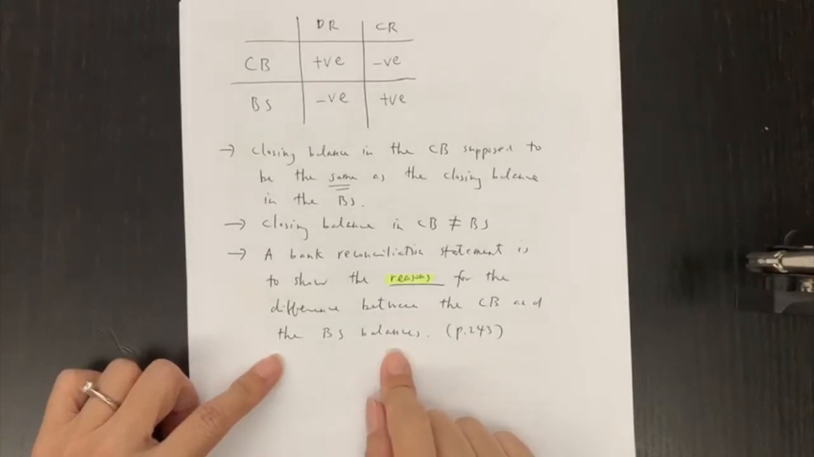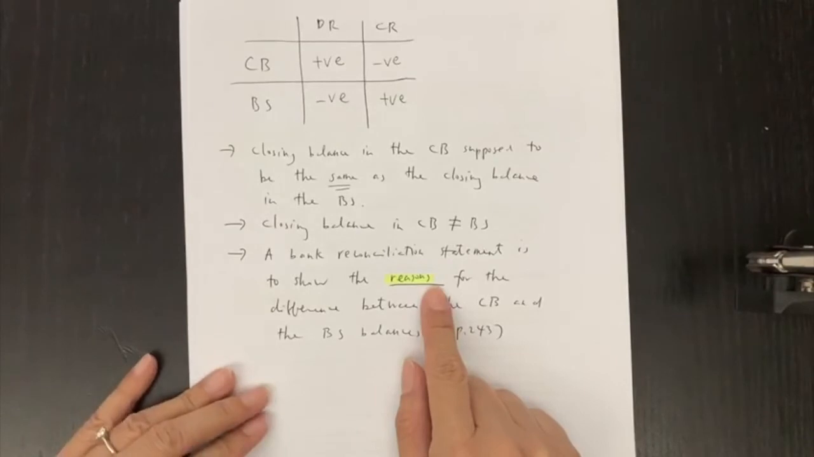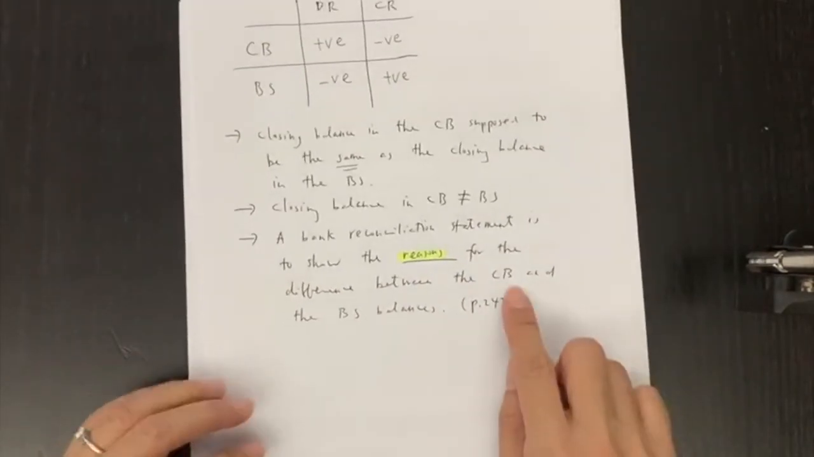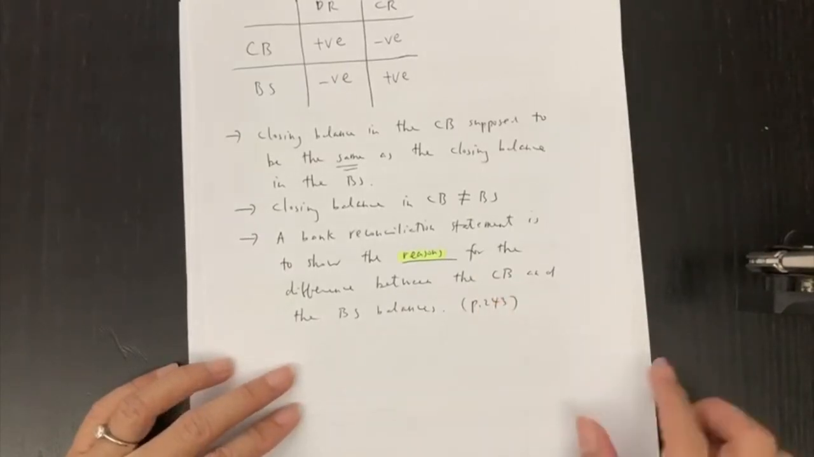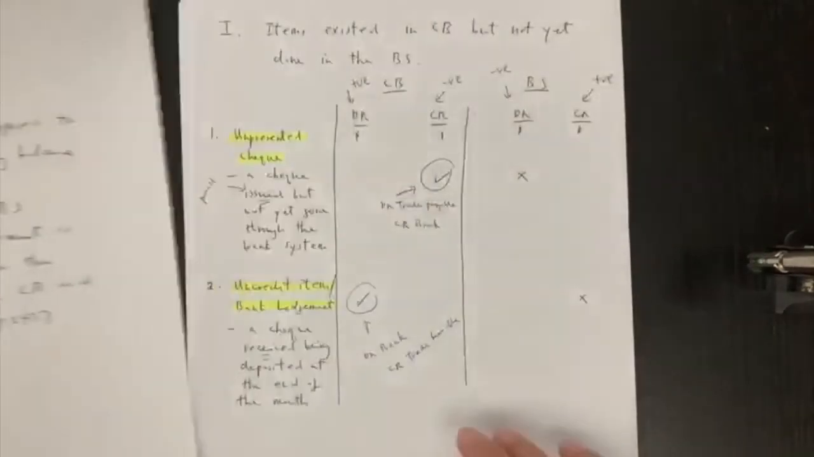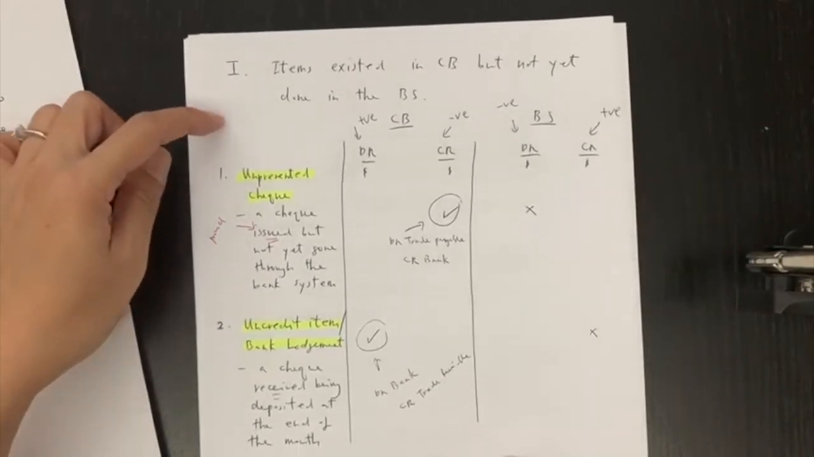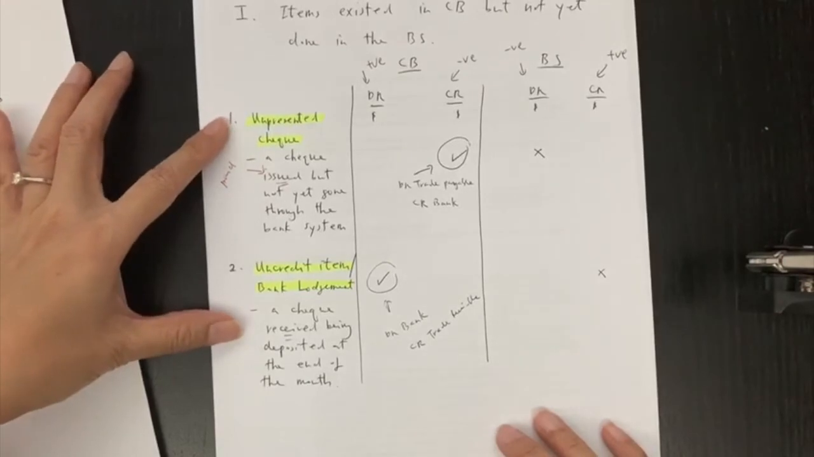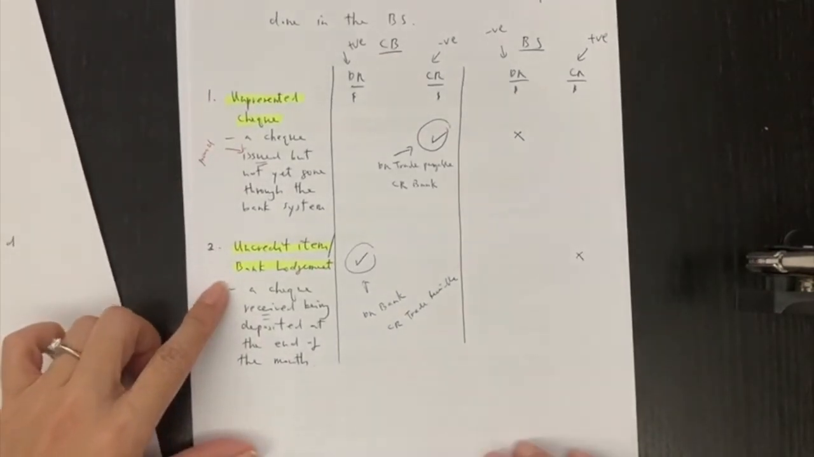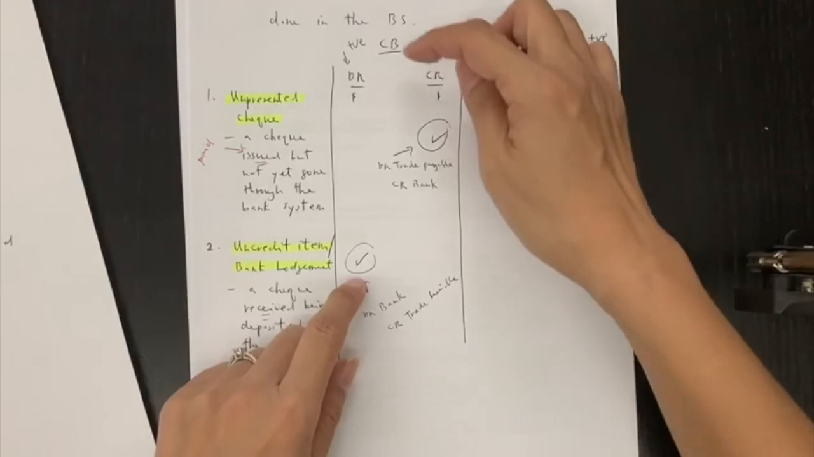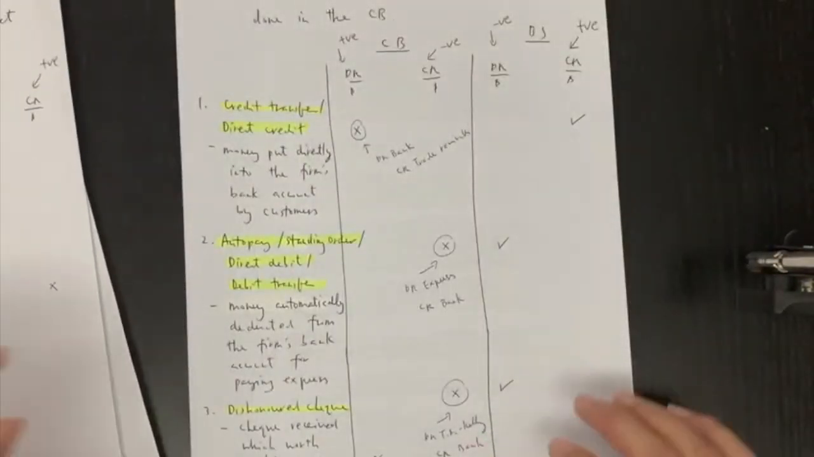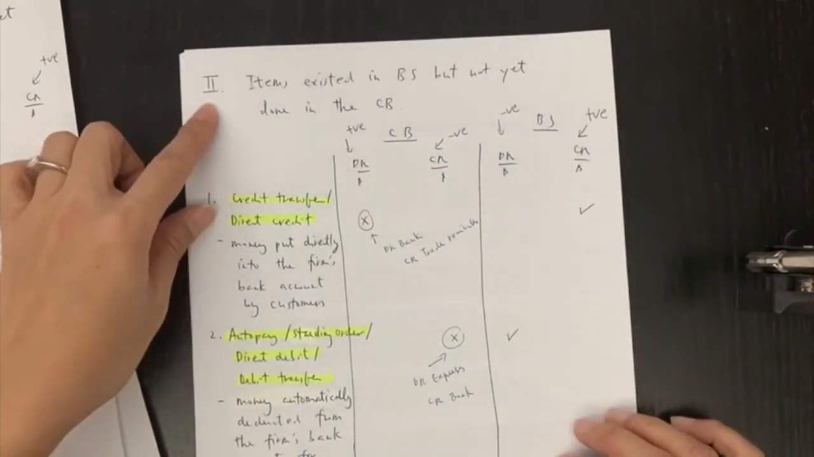Okay, now we come to the summary and conclusion of this chapter. We learned all the reasons that explain why the closing balance in the cash book and the closing balance in the bank statement are not the same. Mainly 2 categories. First, done in the cash book, not yet done in the bank statement. There are 2. One is unpresented check, one is uncredited item. You can see tick and tick in the cash book, but cross and cross in the bank statement.